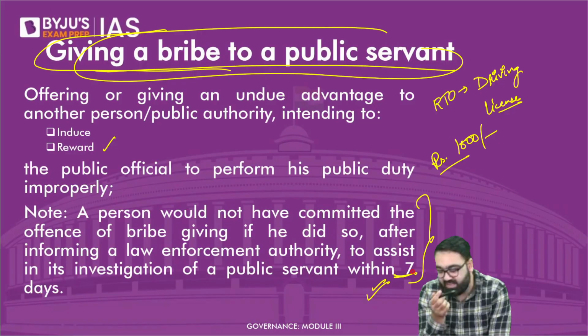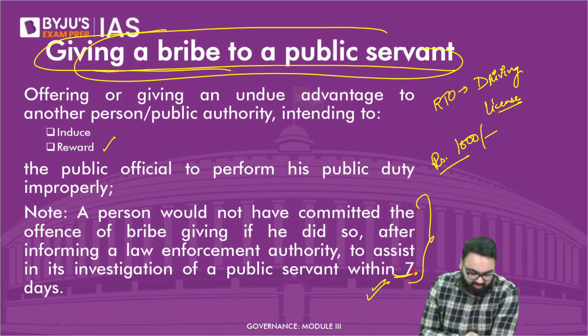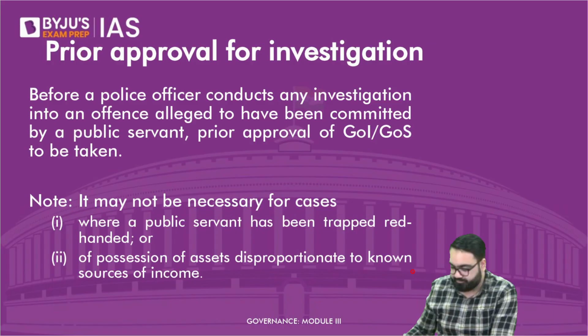Also, it works in the other manner as well. You have given the bribe. After that, also within 7 days, you have to inform the police. You give the bribe, within 7 days, you inform the police. You obviously have to take a written record that you have informed so that you have proof. That is how the law works. So it safeguards those people who are being forced to give a bribe. They get a 7-day time period.